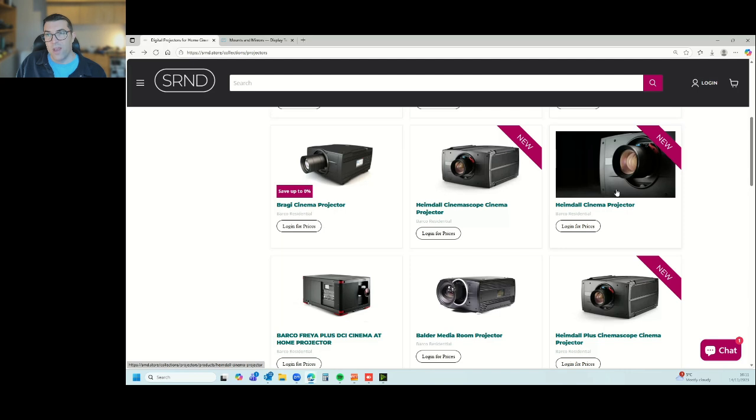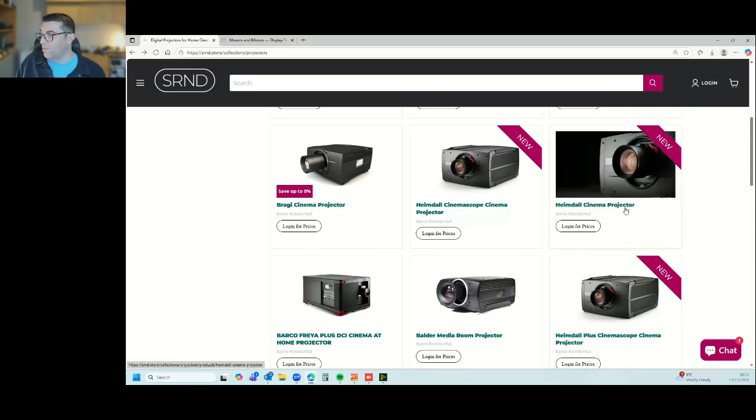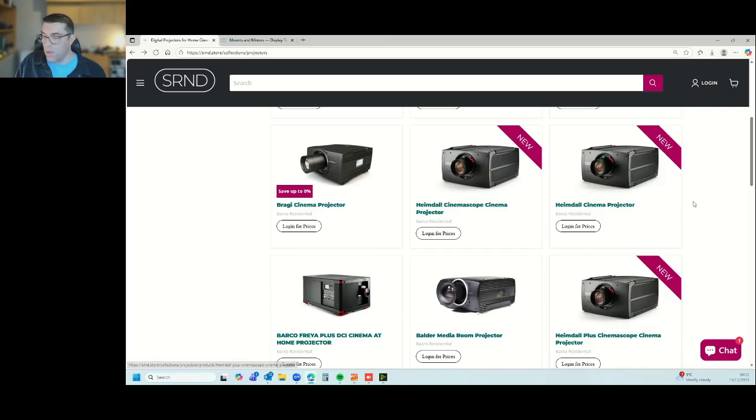It has very good light output, between 4,000 and 6,000 lumens, depending on the model. It has interchangeable lenses. It's available in native CinemaScope. It's a pretty unbelievable platform that kind of does everything incredibly well. So we're pretty excited about the Heimdall.